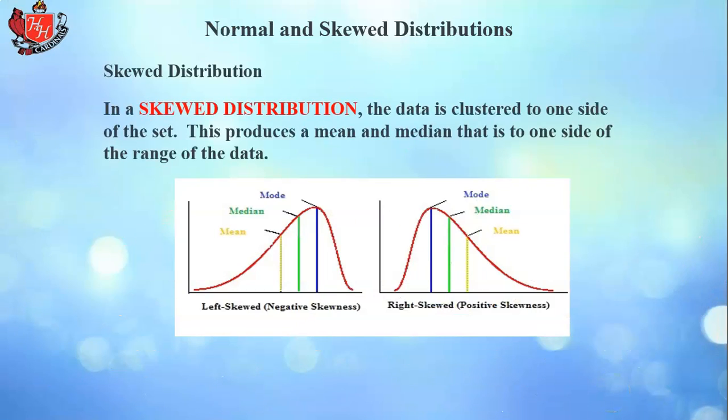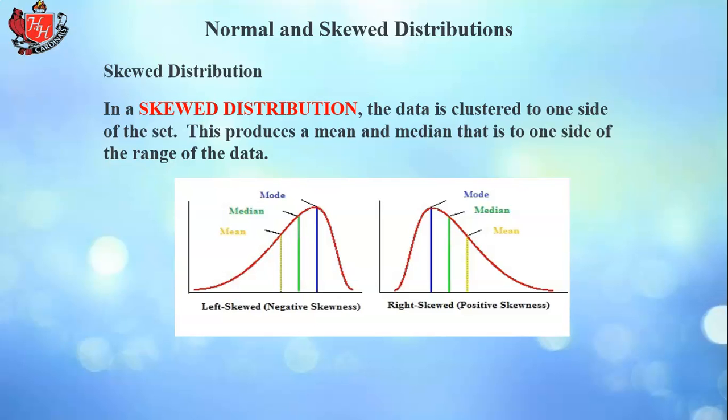Okay, skewed distribution. In a skewed distribution, the data is clustered to one side of the set. This produces a mean and median that is to one side of the range of the data. So if the high side is to the right, then it's said to be skewed to the left. What that means is you're kind of taking a normal distribution and pulling it out to the left side, so it's stretched out to the left side. The right skewed means you're taking the normal distribution and you're stretching the right side of it out and making it longer. So that's what it means.